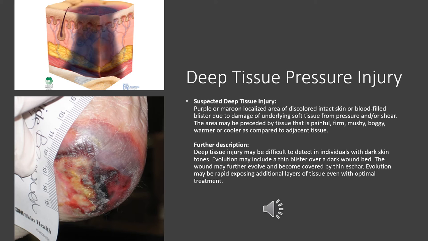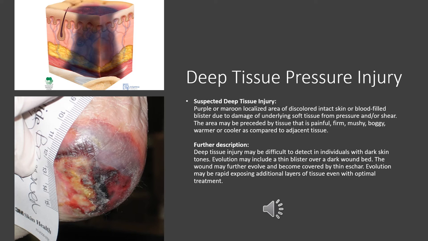The fact that it's bleeding and has a purple discoloration tells us that it must be full thickness because we're at the level of the blood capillaries. This area might start out feeling painful, firm, mushy, boggy, or have a temperature difference of being warmer or cooler when you compare it to the surrounding tissues. So once again, you have to utilize your palpation skills.